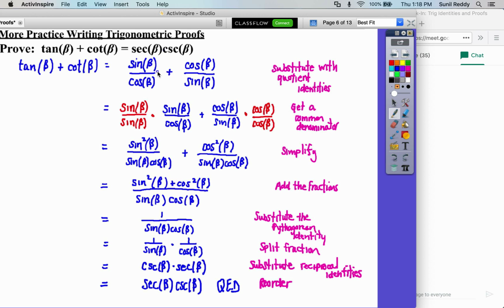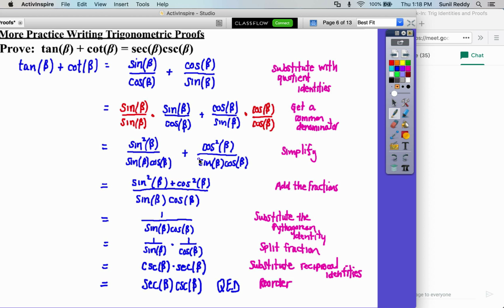So my first step was to use quotient identities for tangent and cotangent, meaning that tangent is sine over cosine and cotangent is cosine over sine. So I swapped those in. Then to add these two fractions together, I had to get a common denominator. With the first fraction, I multiplied top and bottom by the denominator of the other. And for the second fraction, I multiplied top and bottom by the first fraction's denominator, just as you would getting a common denominator with regular numbers. That gives me the next line here.